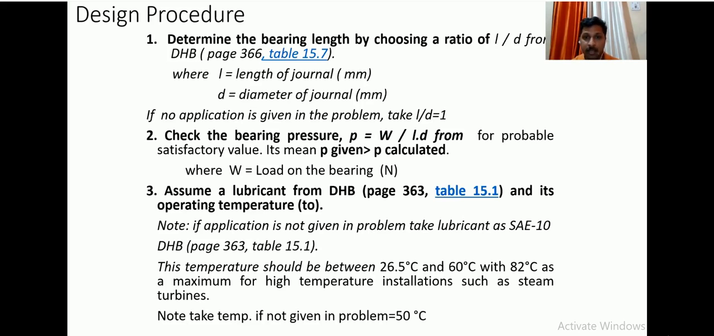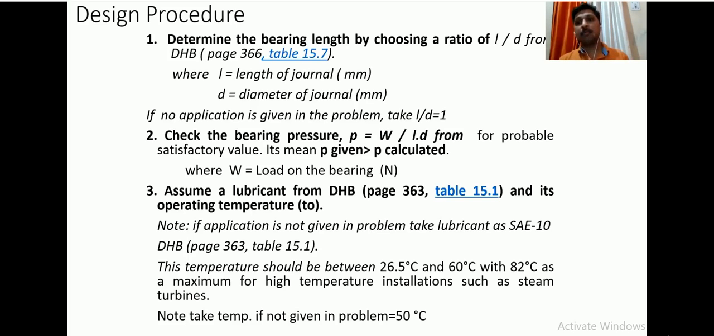In general, the bare minimum requirements to design a journal bearing are the load, and the rotational speed at which the load is carried by the shaft. Further, one more important thing is that either the diameter of the journal is known, or the length of the bearing is known, or the diameter of the bearing is known. So these three are the bare minimum requirements to design a bearing.